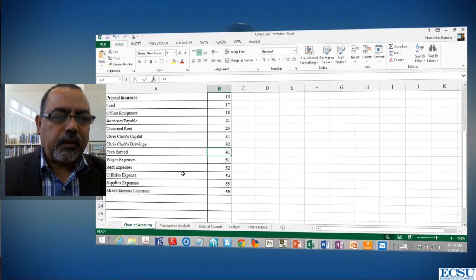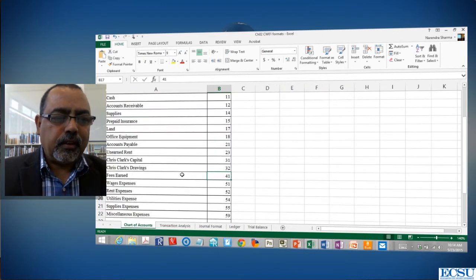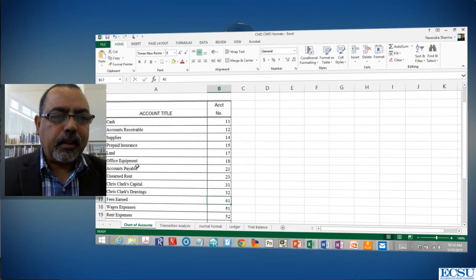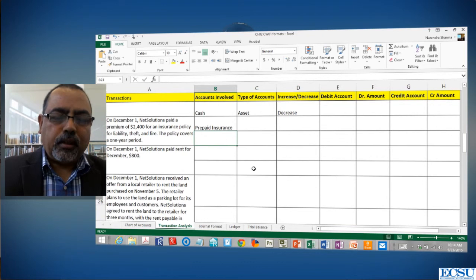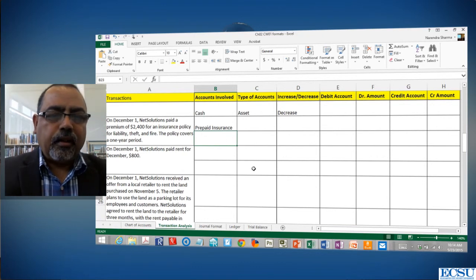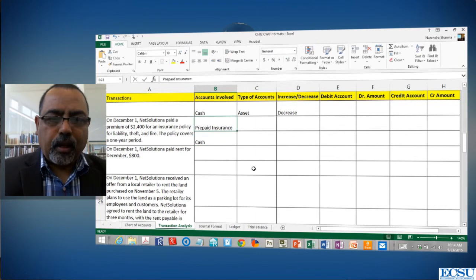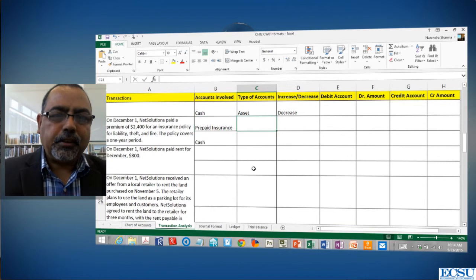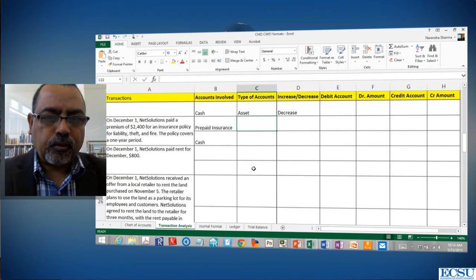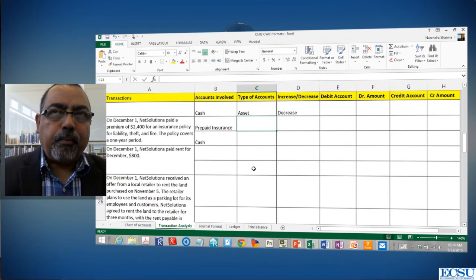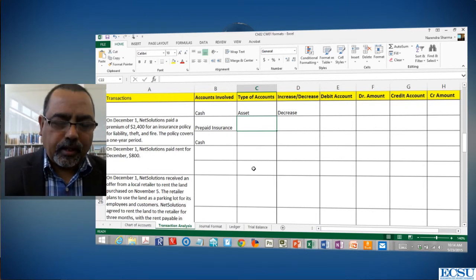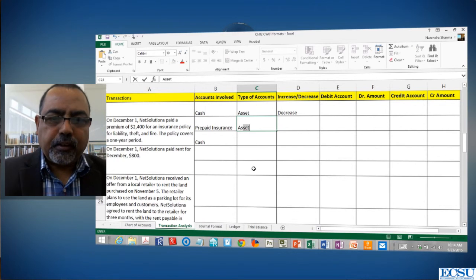Of course, I'll have to always refer to my chart of accounts. So if there is any prepaid item, see here, there's a prepaid insurance. So that should be considered as the account heading. Prepaid insurance, and of course, I have paid cash. Now, why I'm calling it prepaid insurance is because I'm accounting for December, and the insurance is paid for a whole year. So now always remember, prepaid expenses are assets because they give you a benefit in the future.